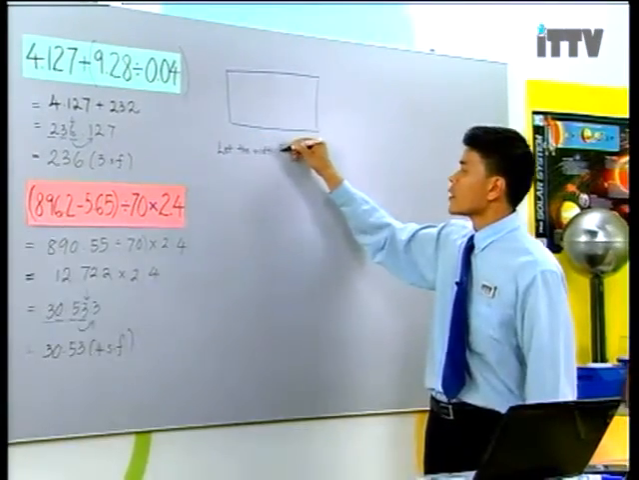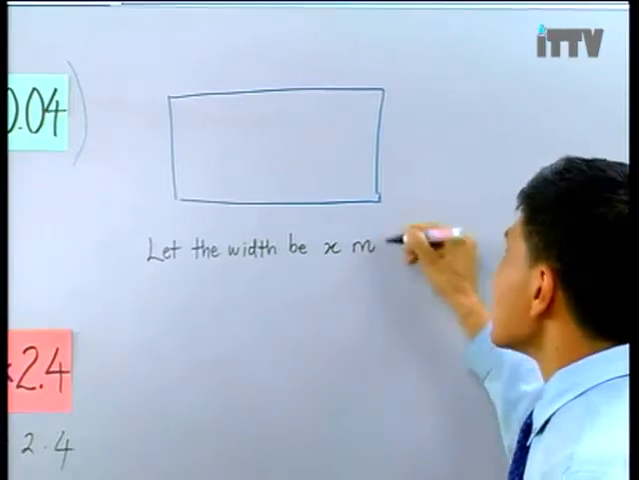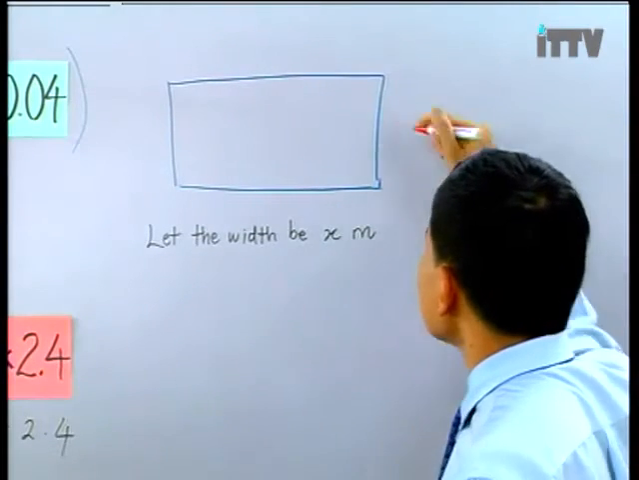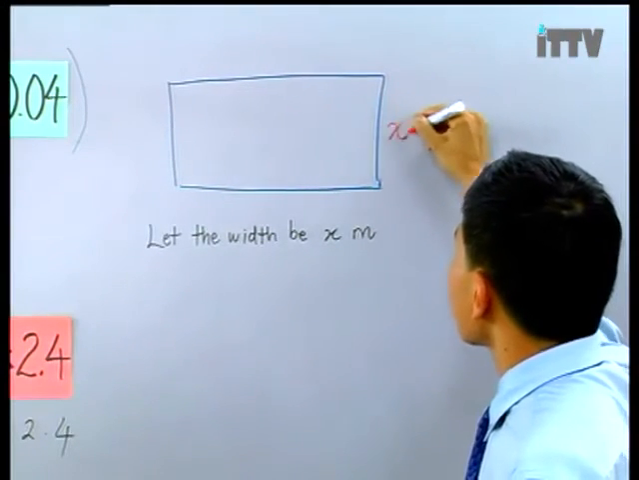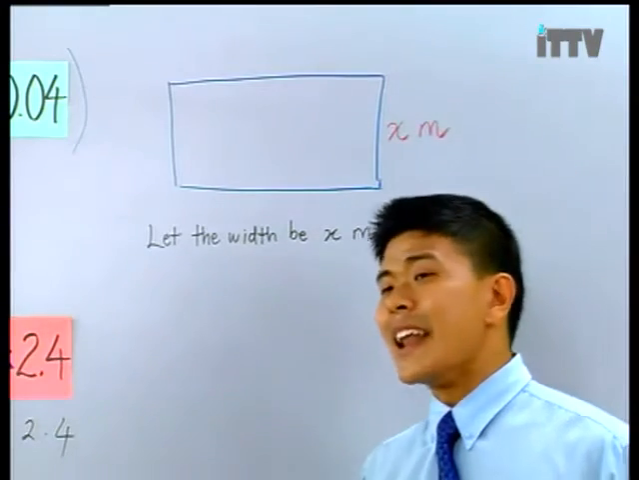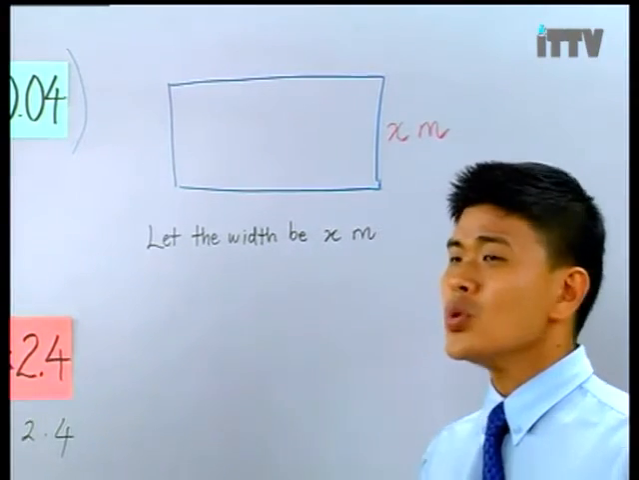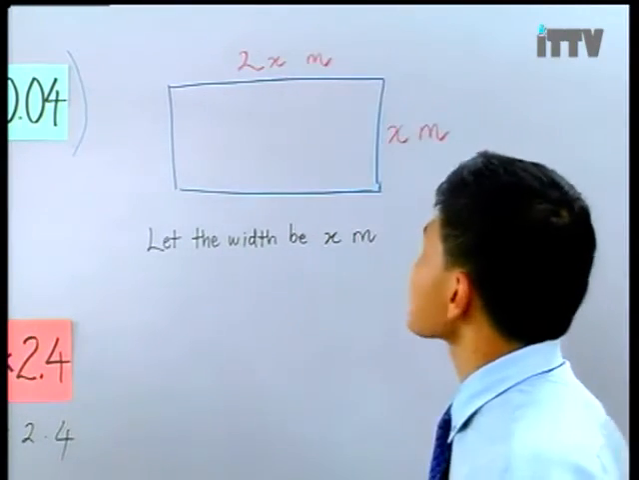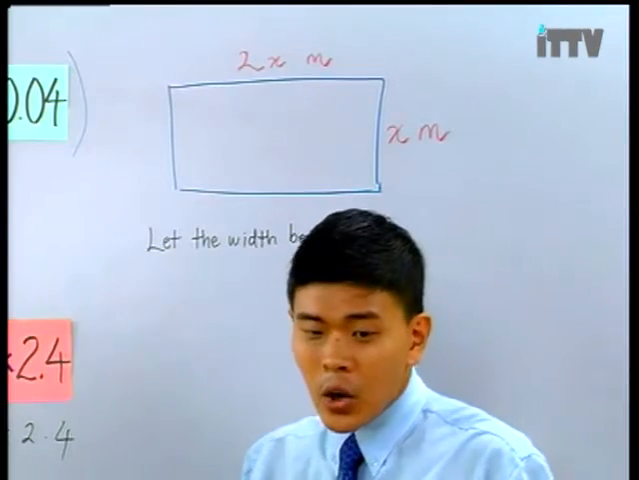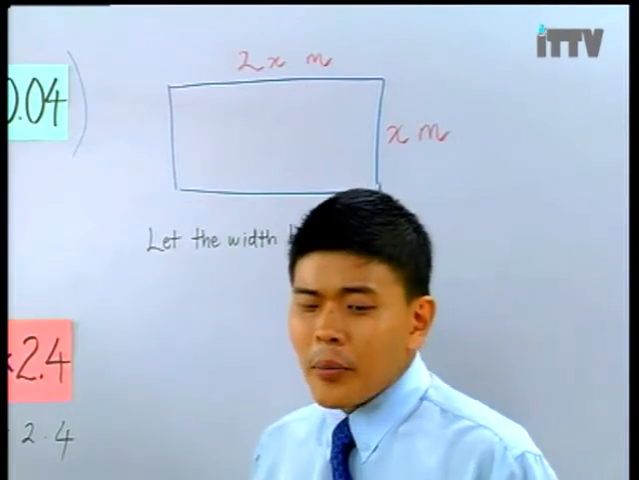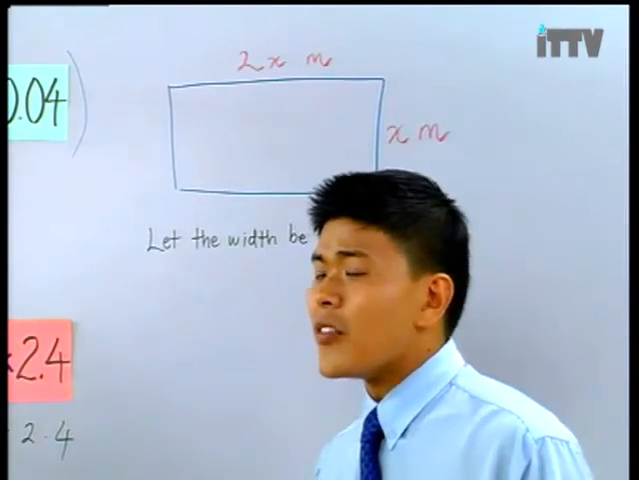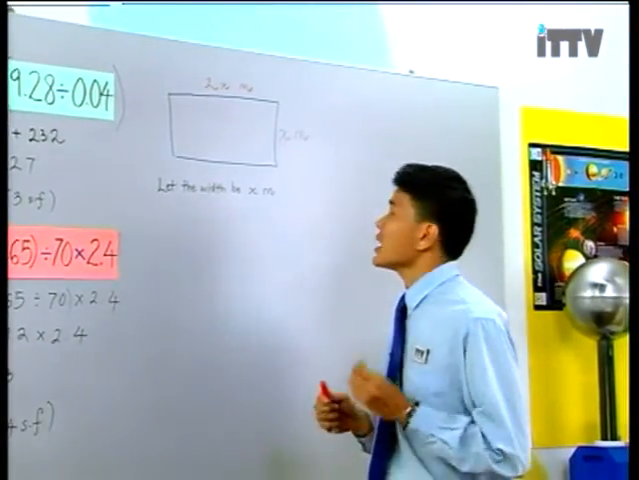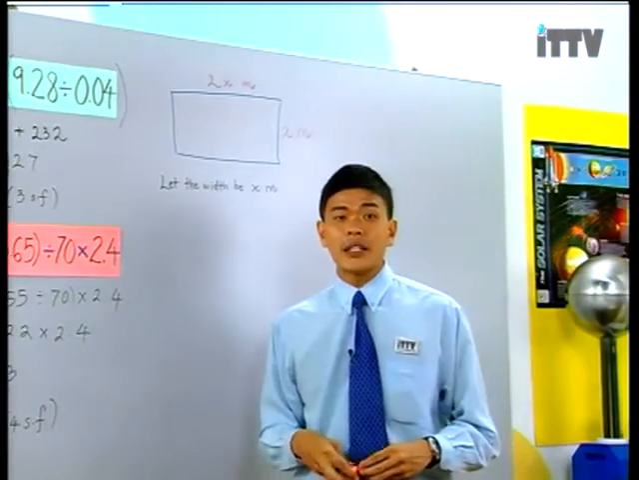So let the width be x meters. It means that if the width is x meters, the length, which is twice, will be 2 times x meters. And this is given from the question. Alright, now, before we can find the area of this particular rectangle and round the answer to 3 significant figures, we must find what is x, because x remains an unknown.